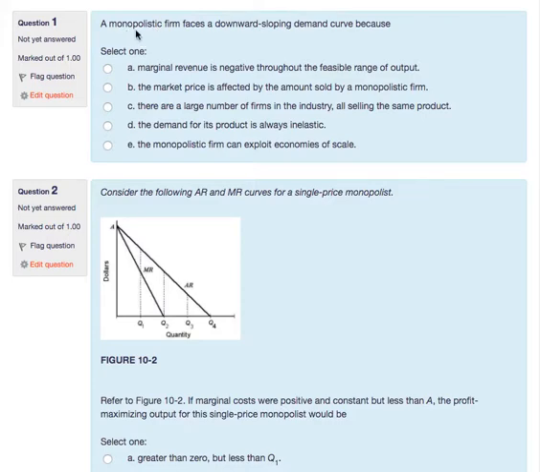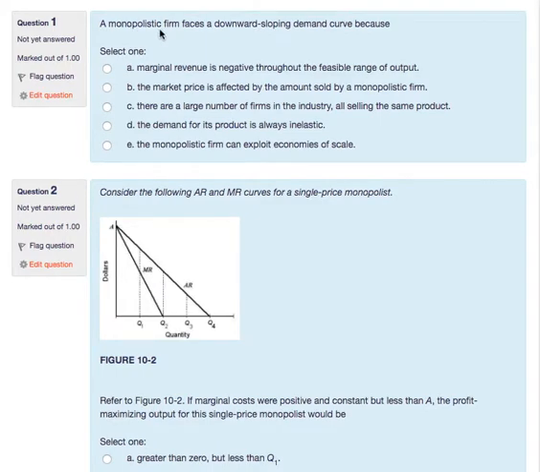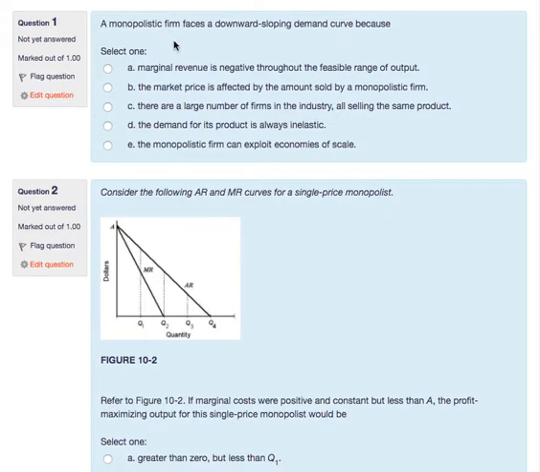In Chapter 11, we'll either be talking about oligopoly or monopolistic competition. Here, there's no word competition. It's just a monopolistic firm faces a downward sloping demand curve. Because of what? So here we're really focusing on a monopoly. Monopoly is one seller. Marginal revenue is negative throughout the feasible range of output is not true.